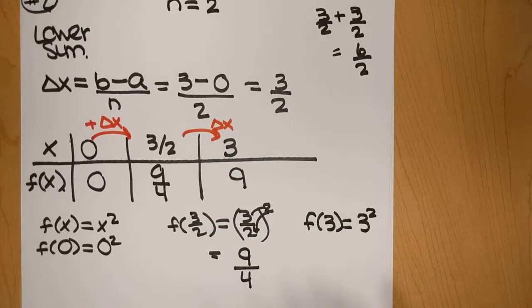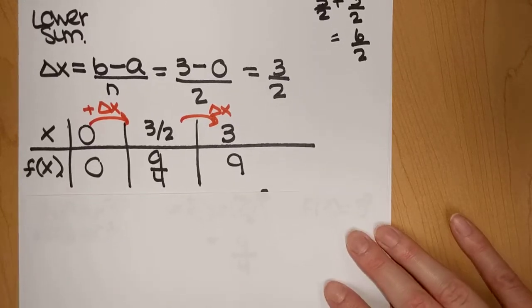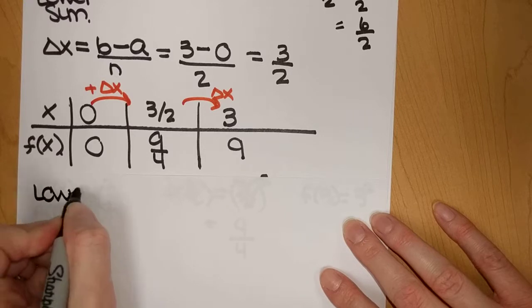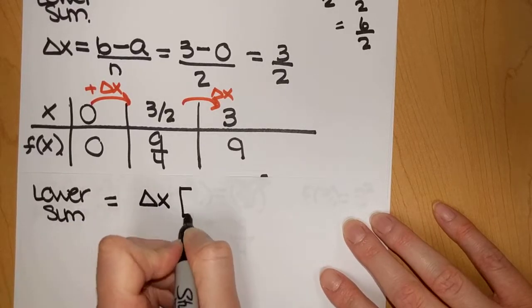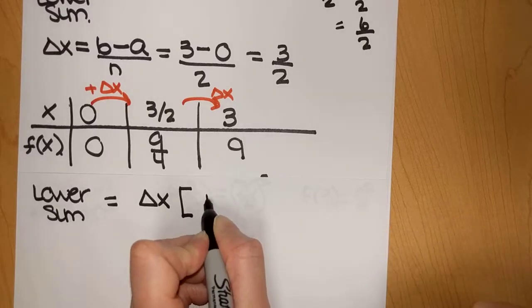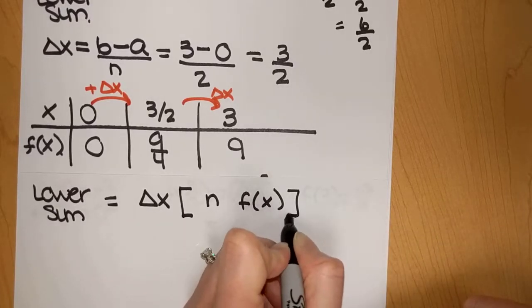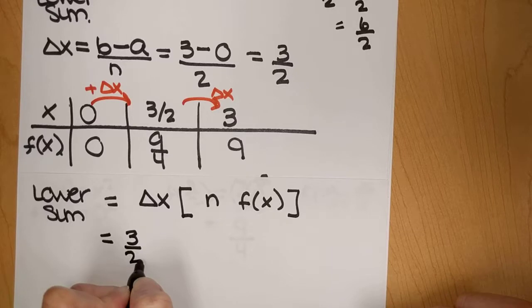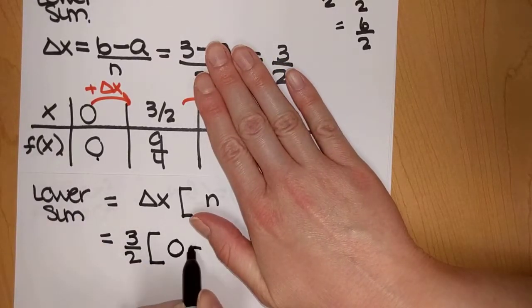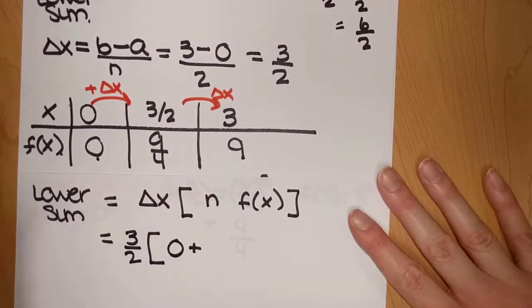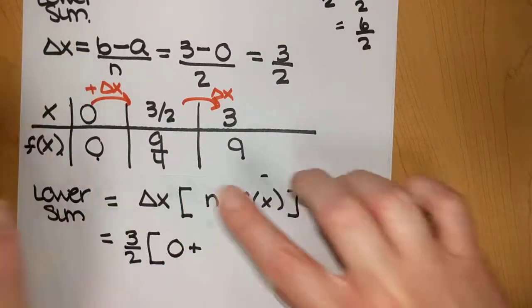Now, once you have your chart, you're trying to come up with your lower sum, and so your lower sum, you're going to choose the smaller value. So the lower sum will be equal to delta x times the summation of our n f of x function values. So we'll have the 3/2, and then for the first interval, the smaller value is 0, and then for the second interval, the smaller value is this 9/4.